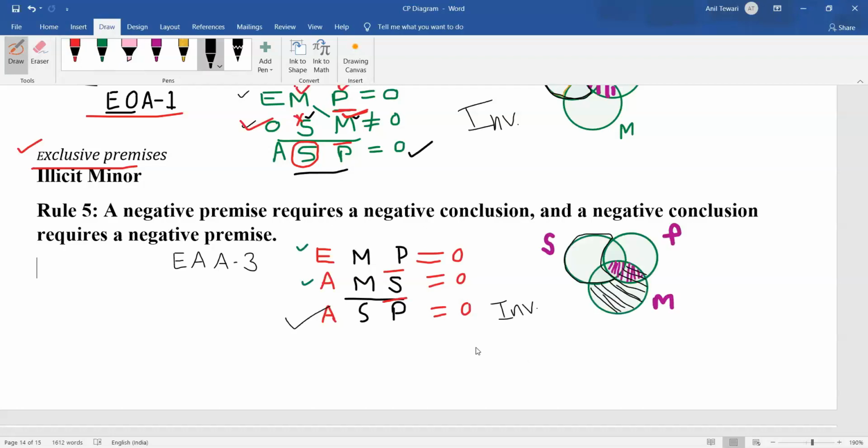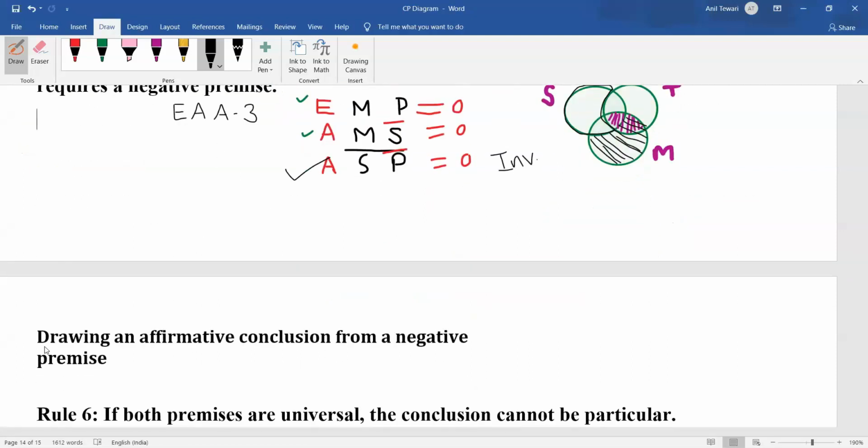Okay, so let us see. It has violation of rule 5, and therefore the fallacy which is called is drawing an affirmative conclusion from a negative premise. This is the name of the fallacy.